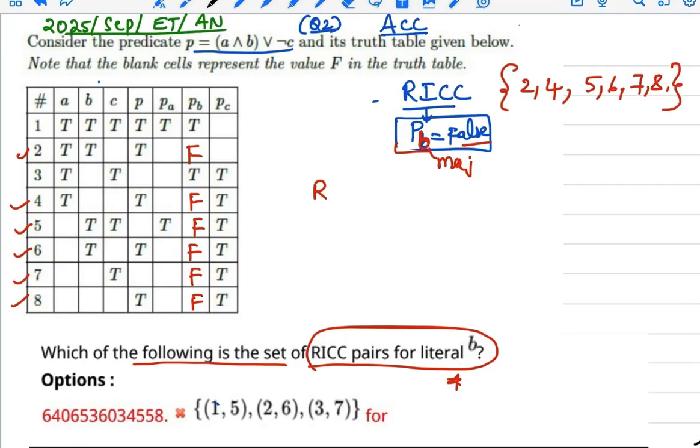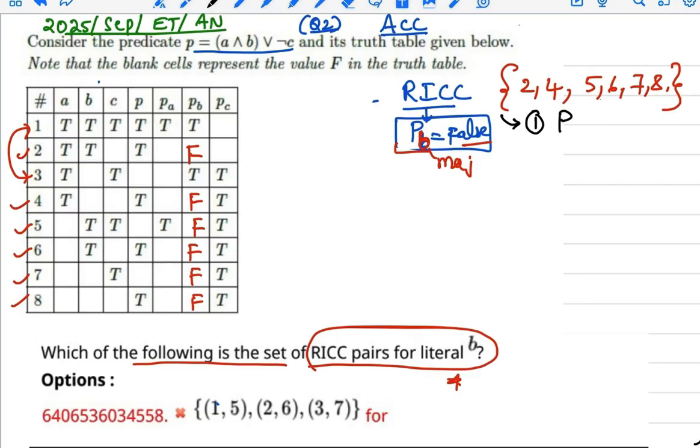So RICC only 1 and 3, right? RACC, 1 and 3. For RICC, 1 and 3 is the RACC pair. Rest all are RICC, right?